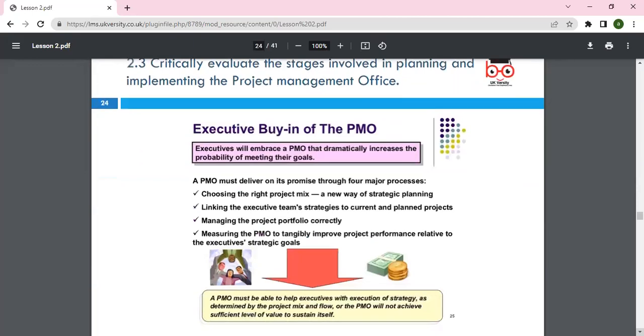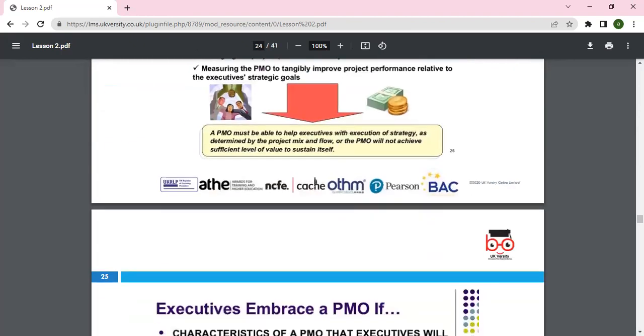Then we have 2.3, critically evaluate the stages involved in planning and implementing the project. Then we can look at the executive PMO. Yes, so we can look at different executive teams and how they manage the project office. That is what we need to look at.